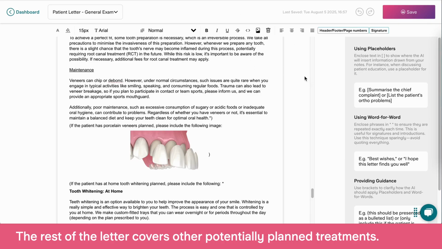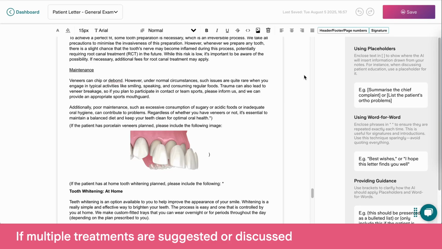The rest of the letter covers other potentially planned treatments. If multiple treatments are suggested or discussed in the notes, they will be included in your docs.